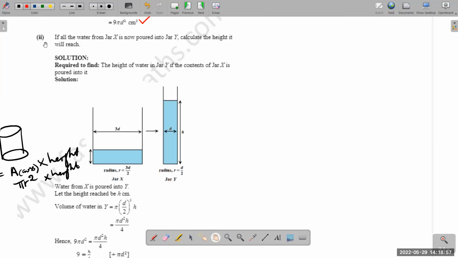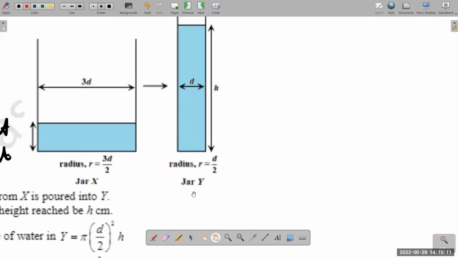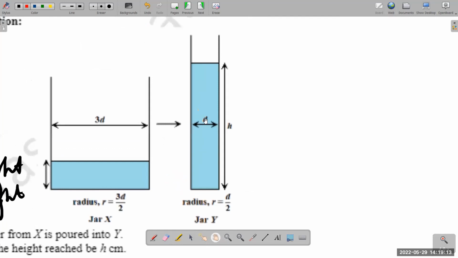Next one. If all the water from jar X is now poured into jar Y, calculate the height it will reach. Now, what do we realize? The only difference between the two containers is what? The difference in the D, right? Right or wrong? Because the shape is still what? The shape is still cylindrical. That's the only thing that's different now. D is different. And if D is different, R is different.